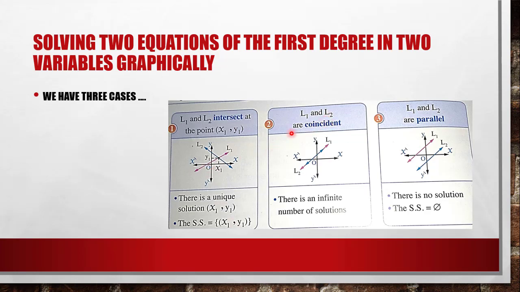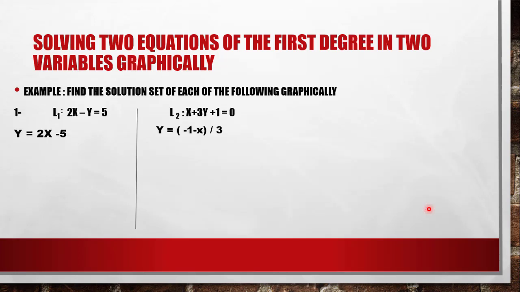If L1 and L2 are coincident, the same line, in this case we have an infinite number of solutions. If L1 and L2 are parallel, there is no intersection point, so we don't have any solution. So the solution set is phi and the number of solutions is 0.